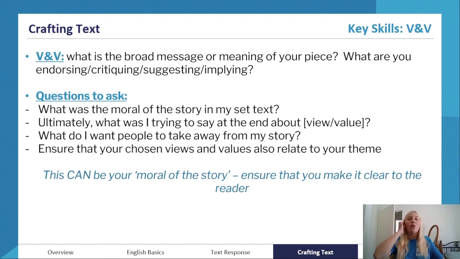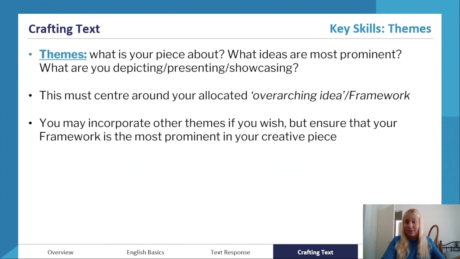Now, look for views and values. Decide what message you want to relay. What's your moral of the story, or just in general, the opinion about something that you want to make clear from your work. That opinion or moral of the story can be around your framework as well. And it's a lot better if it is, because of course it should connect to the theme.